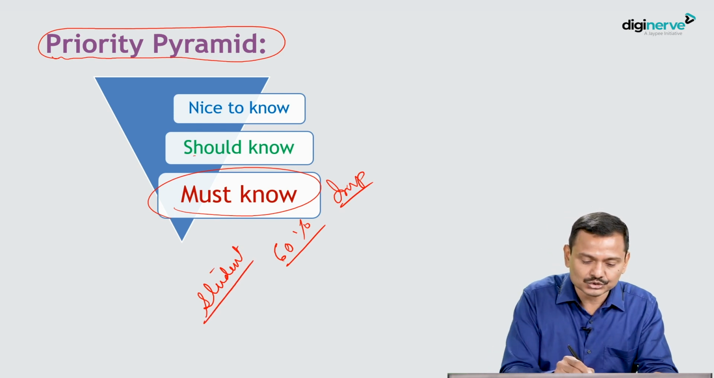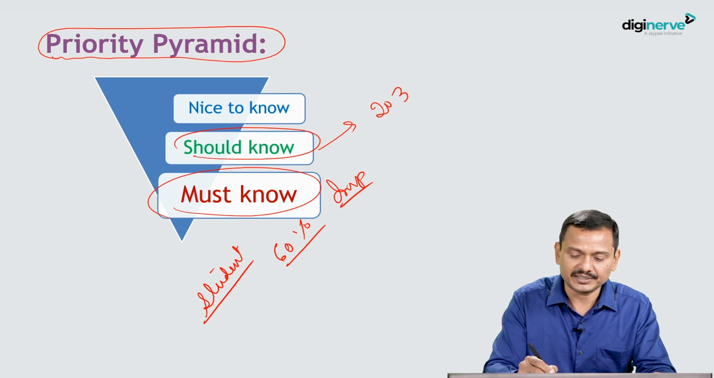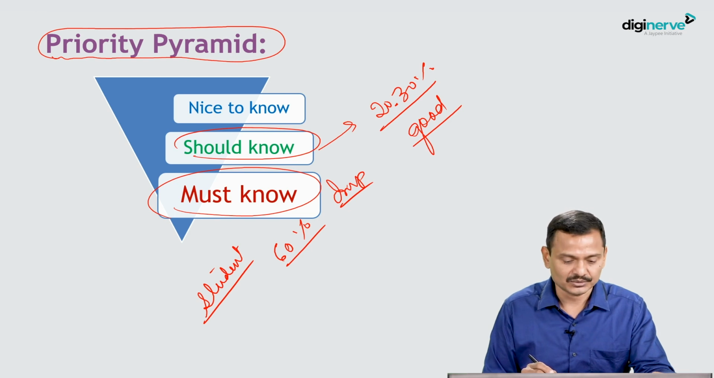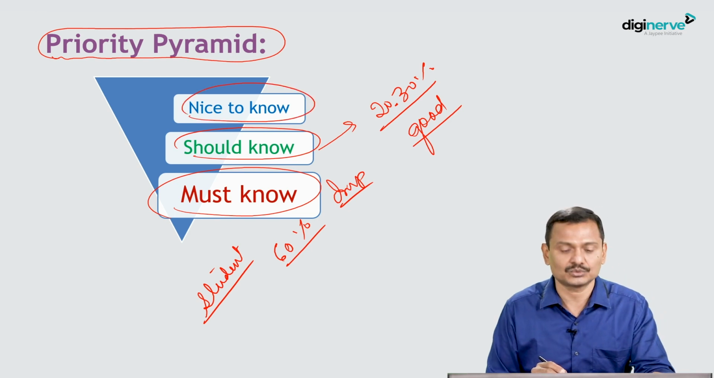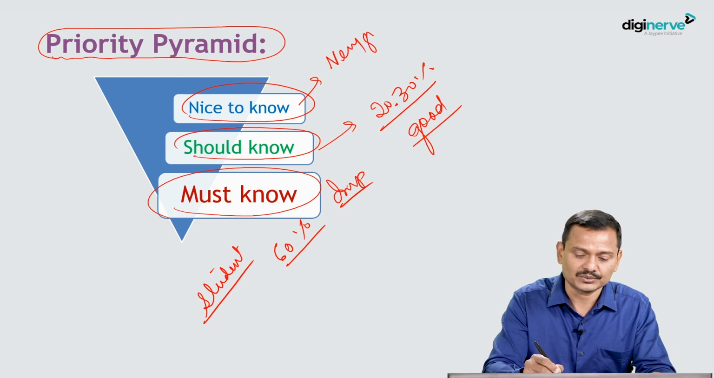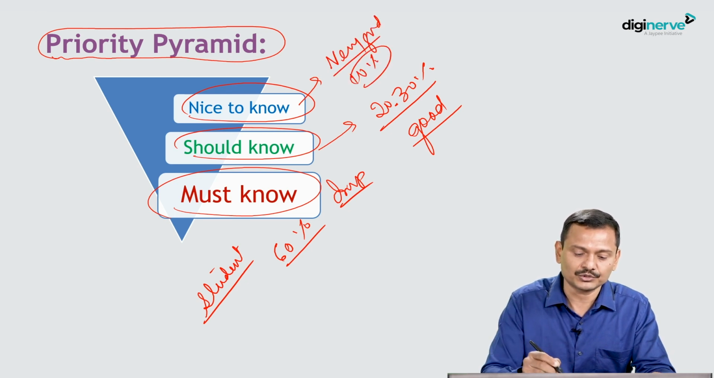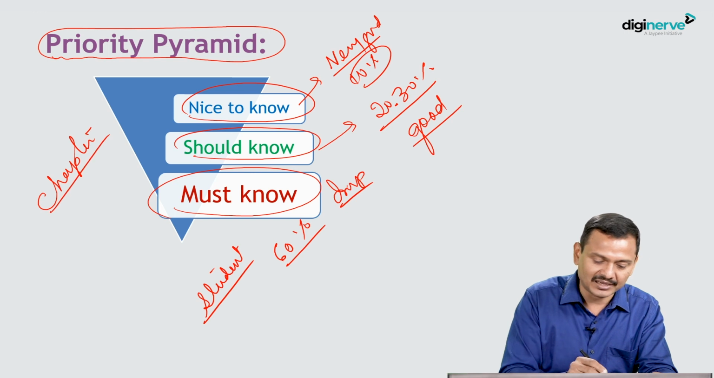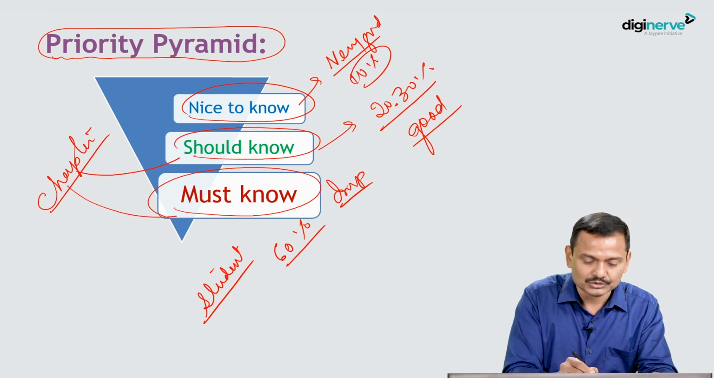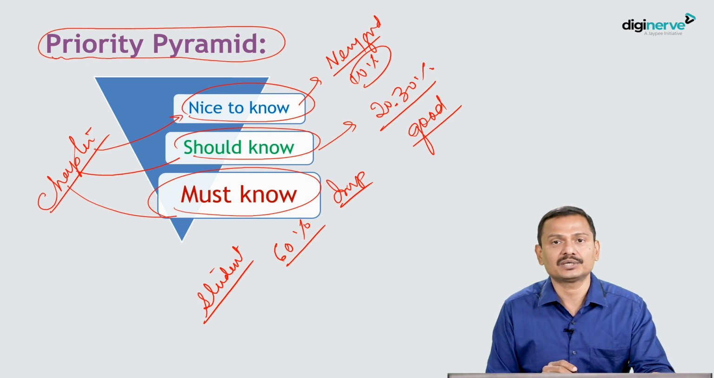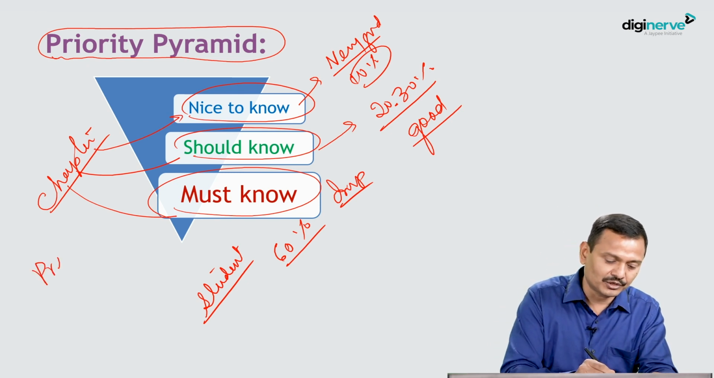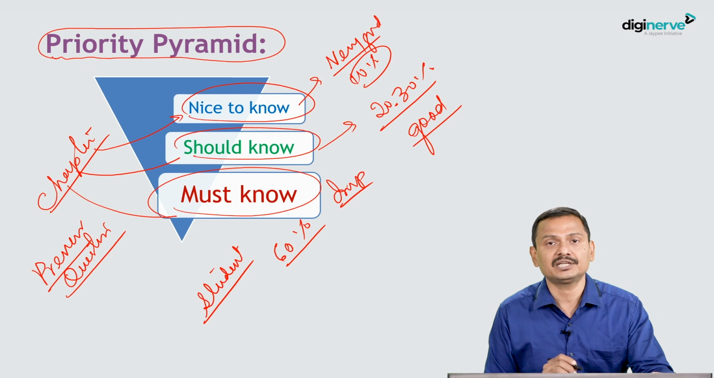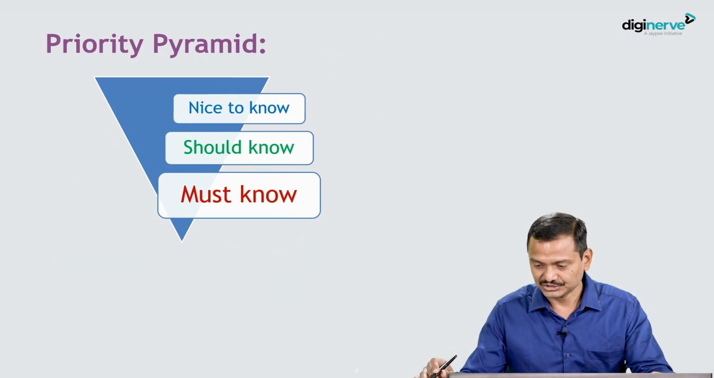Then there is something called should know, and from this you will get around 20 to 30% of the questions. This is for the good or mediocre students. And there is something called nice to know, and this is for the very good students. You will get only 10% of your questions from nice to know areas. So if you see each chapter, each chapter will have some must know area, some should know area, and some nice to know area. And how will you know them? You can know them from your previous question papers, and that is why I stressed that question papers are a very important aspect of your preparation.